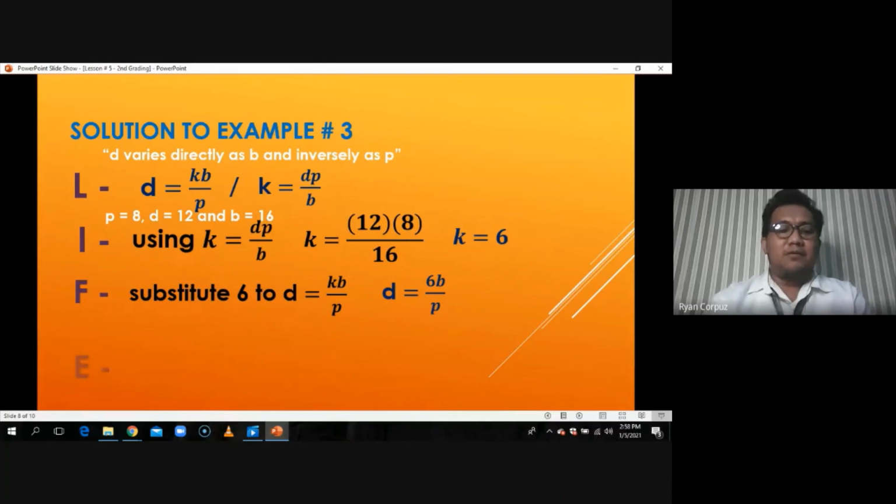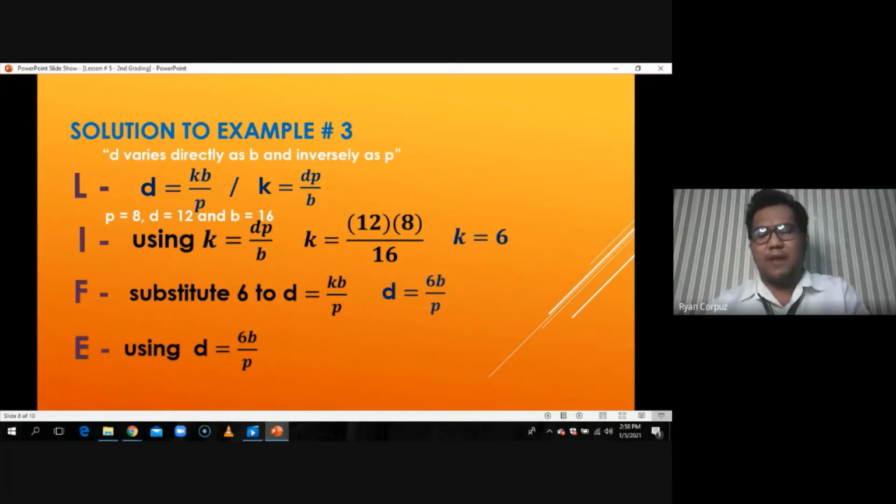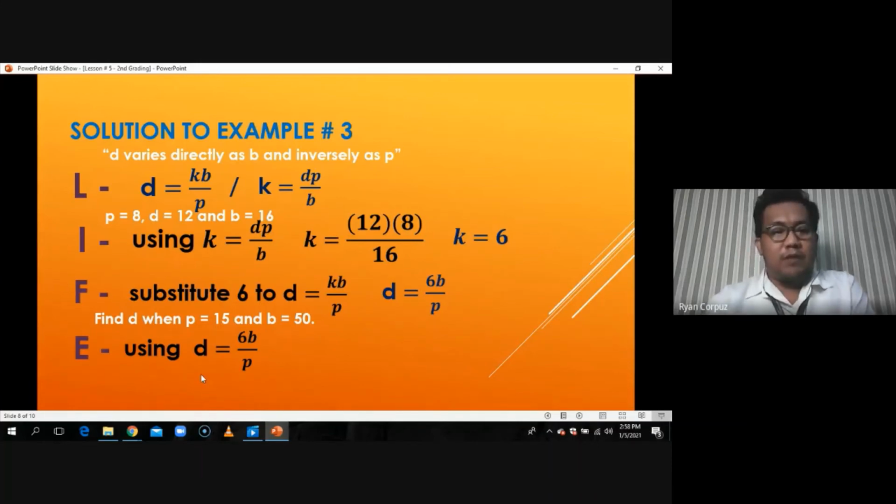So then, since we already have the new form equation, that new form equation is to be used for us to find out what is unknown in the problem. Ano ba ulit hinahanap natin sa problem? Ang hinahanap doon, find D when P is equal to 15 and B is equal to 50. Ano ibig sabihin? How many days will it take 15 people to build 50 boats? How many days is what we are looking for? So it was already equated into D.